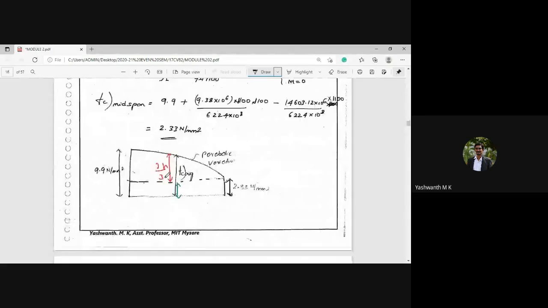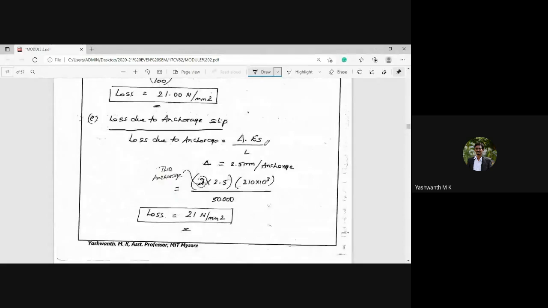Is it clear? You can observe here that the anchorage slip that has happened is 2.5 mm per anchorage. Since there are two anchorages, one at each end, the formula will be reframed into 2 delta ES by L. Please note this down, this is one more thing we need to be very careful about. So, 2 delta ES by L.